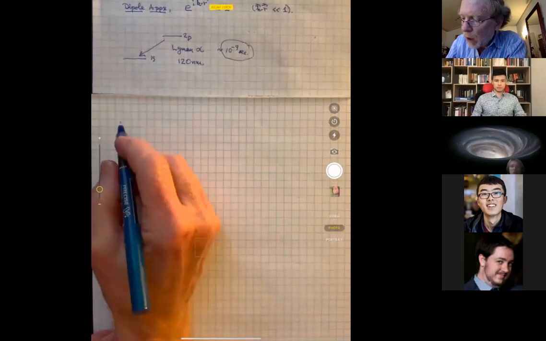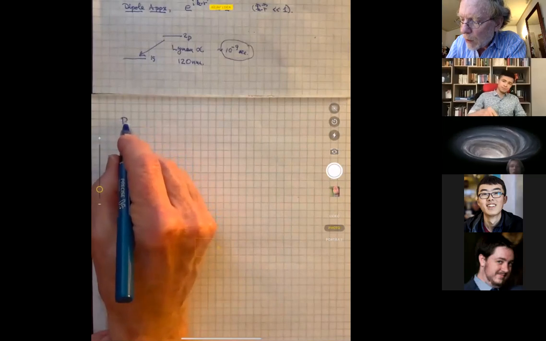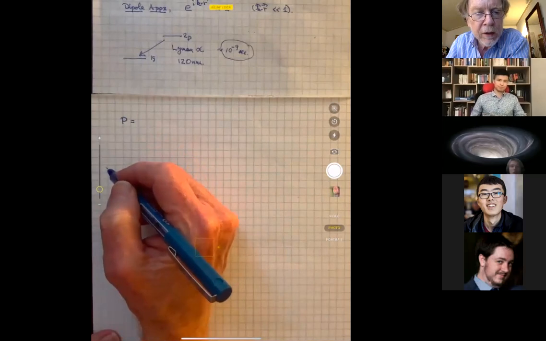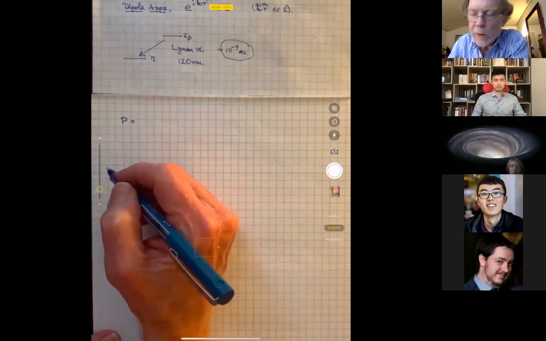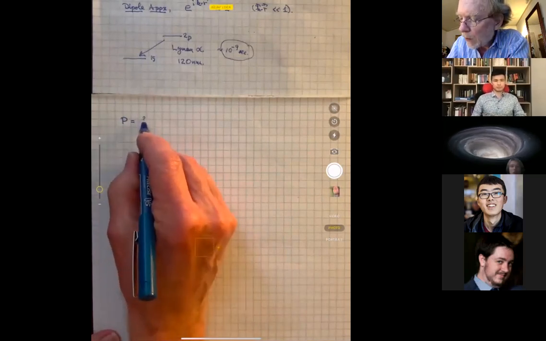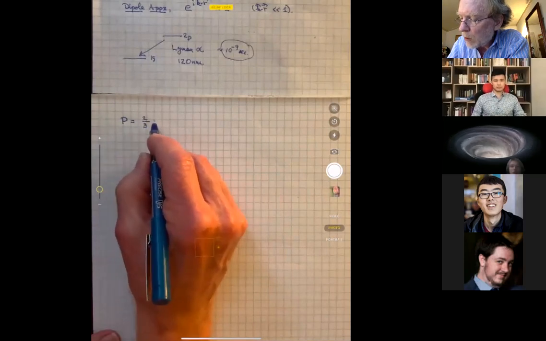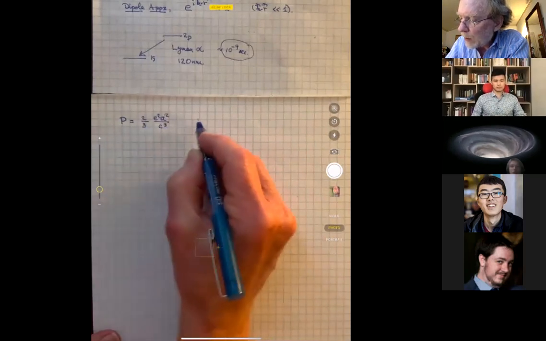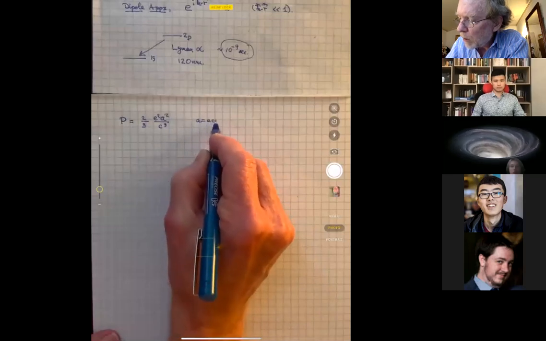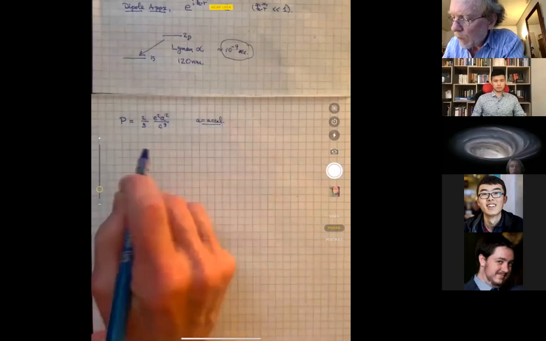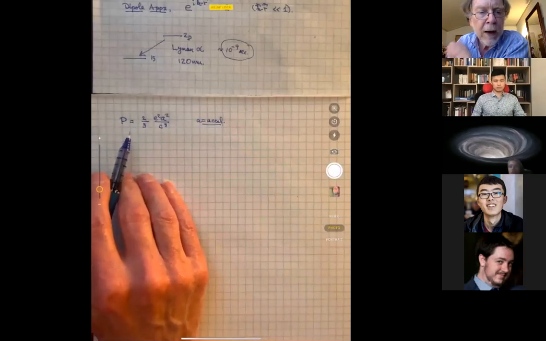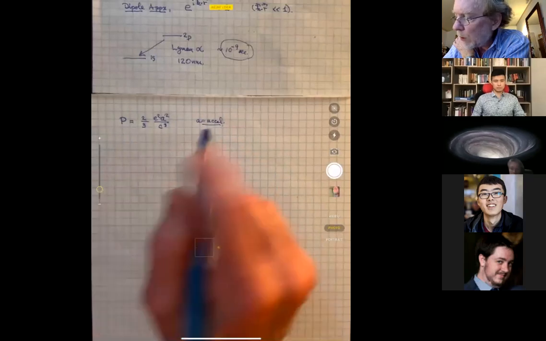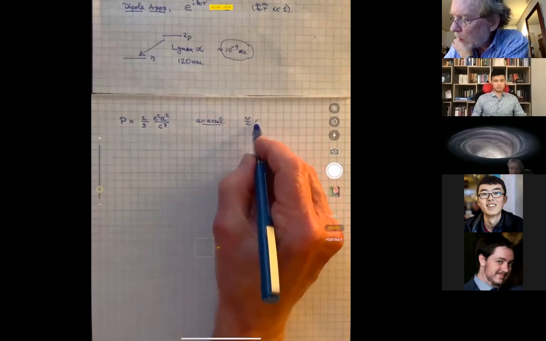Let me start with the Larmor formula. The Larmor formula gives the power radiated by an accelerated charge. It's a standard calculation in Jackson's book, for example, to calculate this quantity. And it turns out to be 2/3 e squared a squared over c cubed, where a is the acceleration of the charged particle. So this is the standard formula for the power radiated by an accelerated charged particle, and it's a non-relativistic formula. It only applies when v over c is much less than 1.